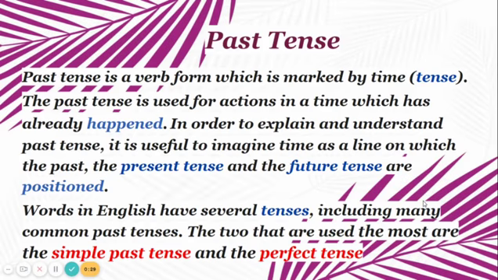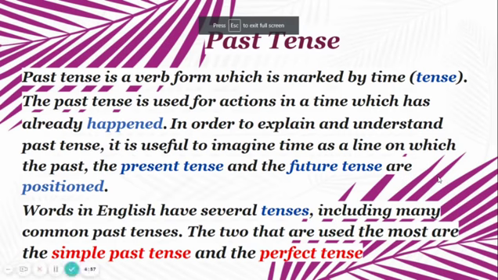In order to explain and understand past tense, it is useful to imagine time as a line on which the past, the present tense, and the future tense are positioned. As you all previously saw, we must imagine in every situation that time is very important while speaking. Something that happens before, that happened earlier, denotes past tense.